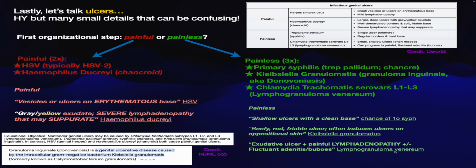And then lastly, an exudative ulcer with painful lymphadenopathy, not a painful ulcer. The lymphadenopathy itself is painful, and potentially even fluctuant adenitis or buboes. That is your cue for Chlamydia trachomatis serovars L1 through L3. And this is a table from a website. It's basically summarizing a lot of the same things that I said.